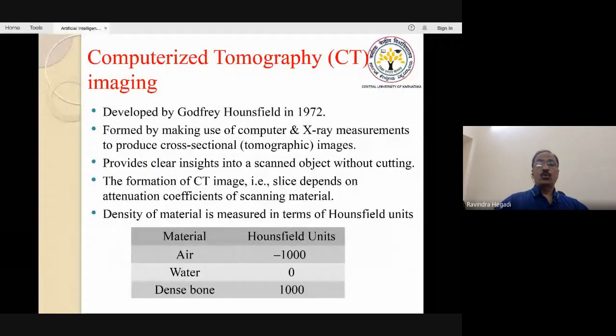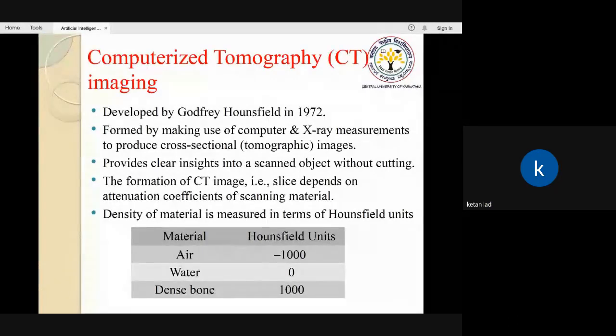So to take a CT, we need not do any surgery, we need not even touch the patient.